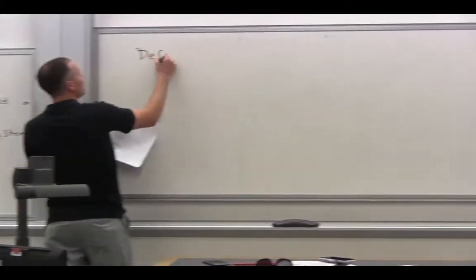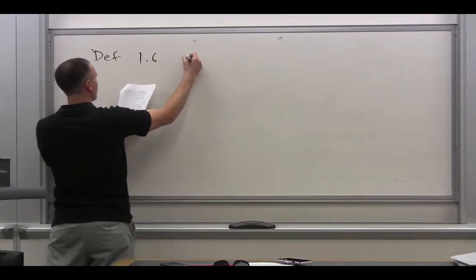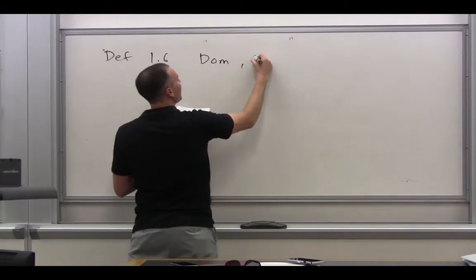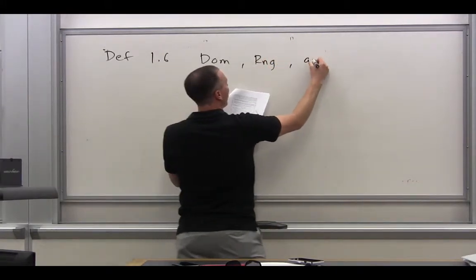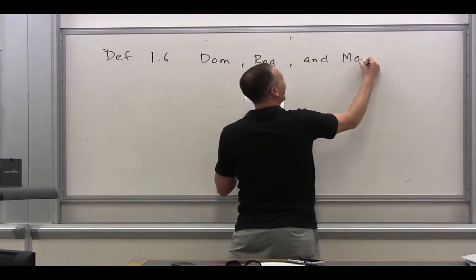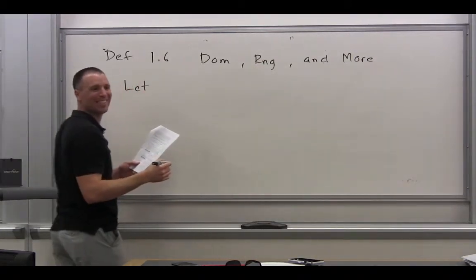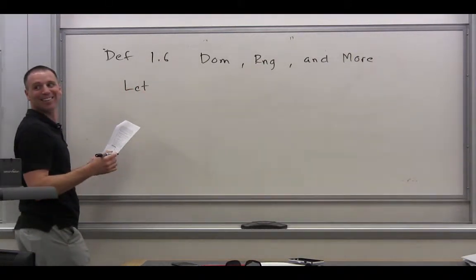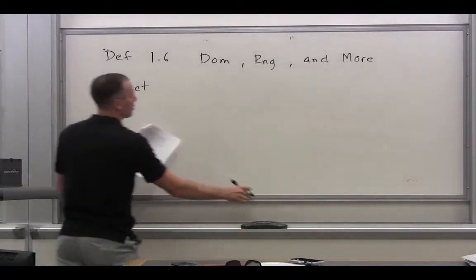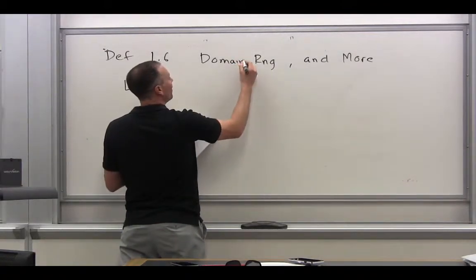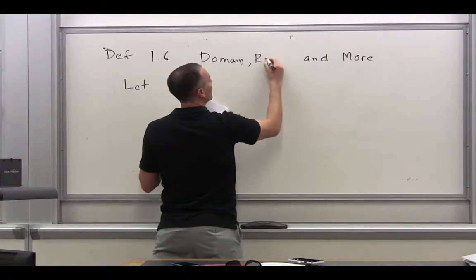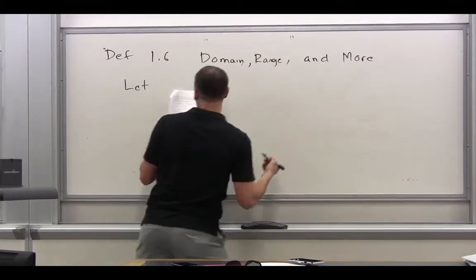Next thing we're going to do is definition 1.6. This is called the domain, the range, and more. You see the fundamental problems? They're not there. So, domain. Sorry, I should spell it out. Domain, range, and more. All right.